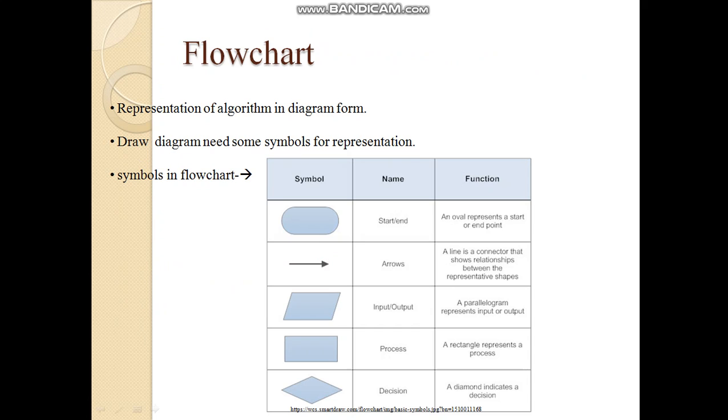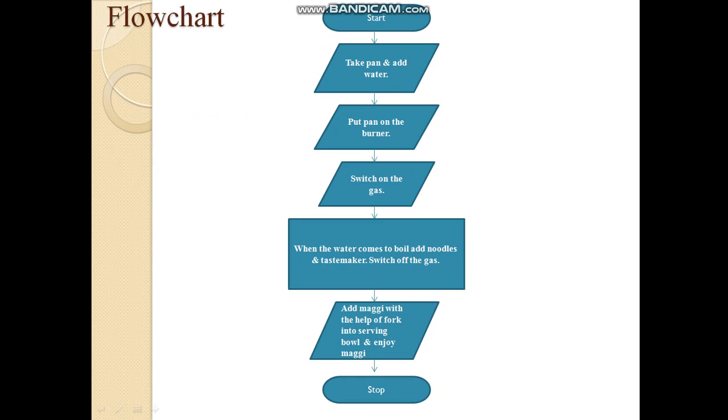And the last symbol is for decision. In some examples you will see, if A is equal to B, then you follow this condition or this rule. If A is not equal to B, then you follow this. So this is a decision maker, and for that purpose we use the last symbol. For the flowchart, I am considering the same example of making Maggie that was used in the algorithm, and for the same example I am drawing the flowchart.